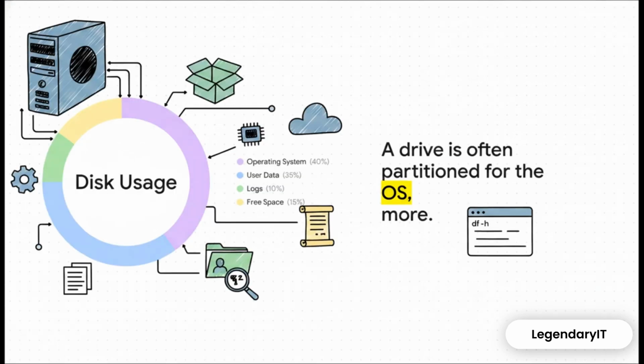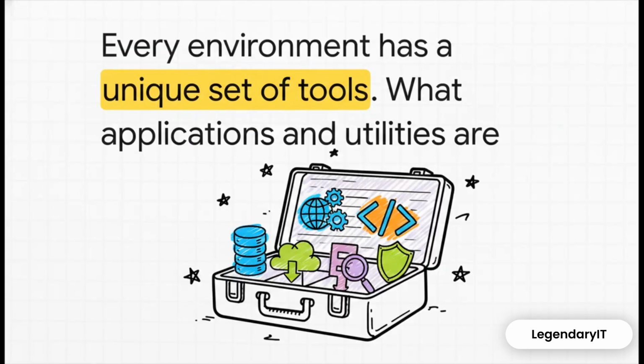And this visual really helps break down what df -h is telling us. See, a hard drive isn't just one big bucket. It's usually sliced up for different things. One slice for the operating system, another for user data, maybe a separate one for logs. And as a detective, you know that if that log slice is suddenly almost full, that could be a huge sign of trouble. Every digital environment has its own unique set of tools available.